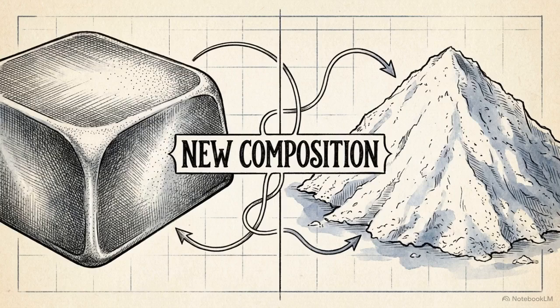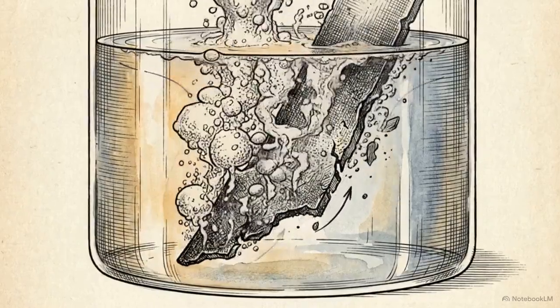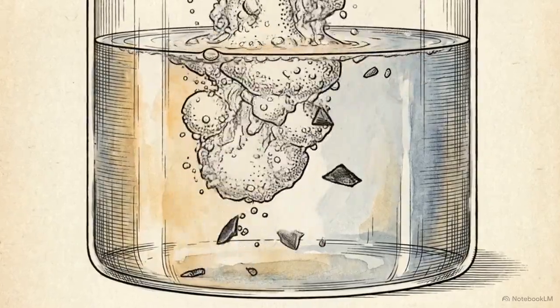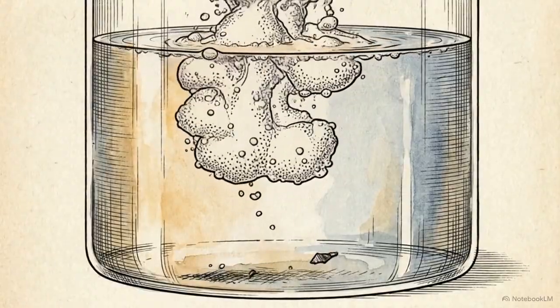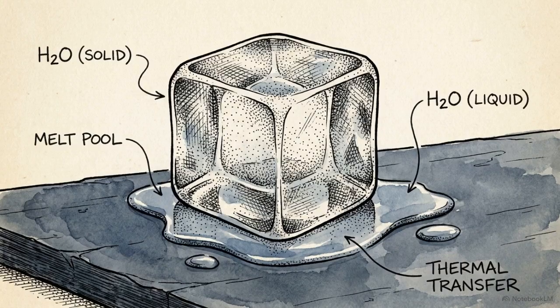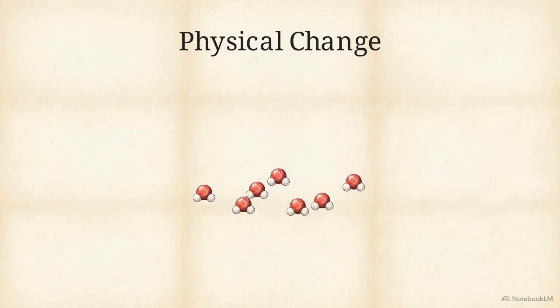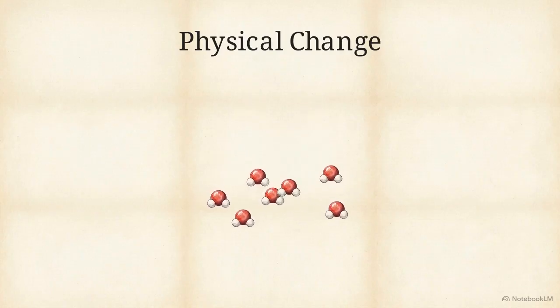A chemical change is a permanent, irreversible shift in composition. When a metal dissolves in acid, the resulting gas and liquid are entirely new substances with properties distinct from the original reactants. This differs from a physical change, such as melting ice. While the water changes state, the molecular structure remains H2O, and the process is reversed by simply lowering the temperature.